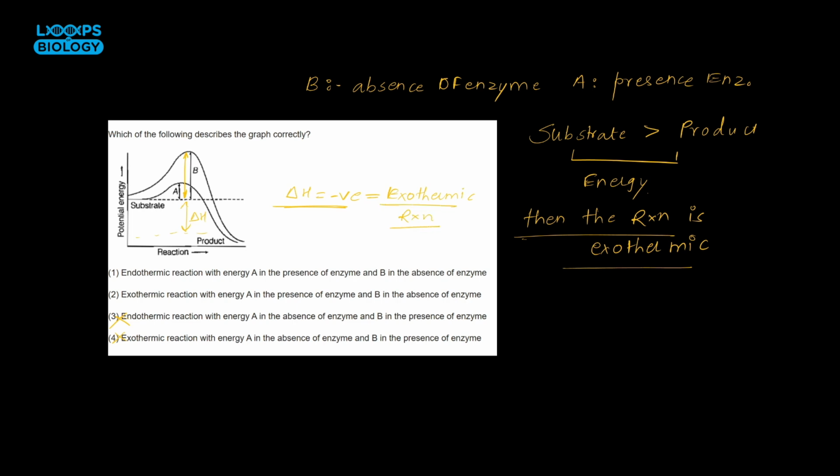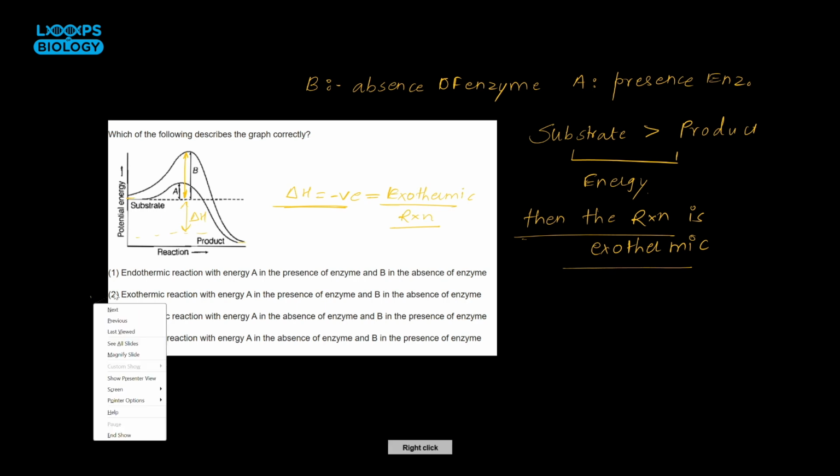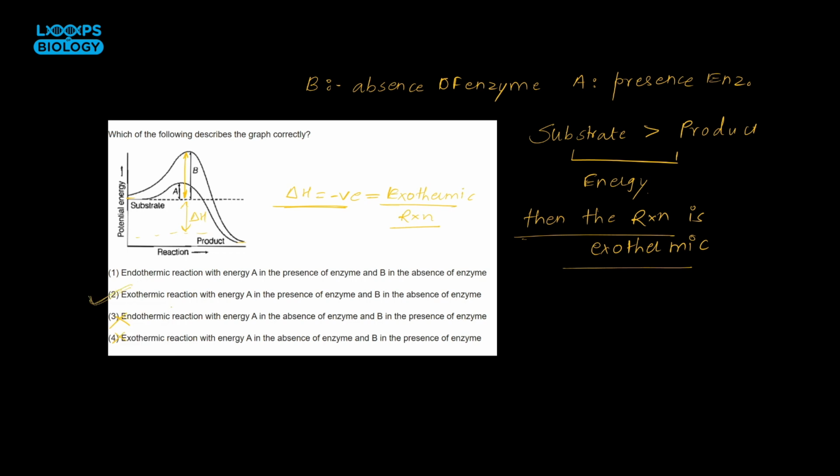So in biology, you don't have to stick to just organisms or just biological concepts, but physics, chemistry and maths are also involved. That's why biology is so versatile and includes all the subjects. And after including those fundamental concepts, you are going to get an application out of it. All right. So in this particular case, the reaction is exothermic. We can see the substrate at a higher level of energy and the product at a lower level. So the answer will be option number 2. Exothermic reaction, A in presence of enzyme and B in absence of enzyme.